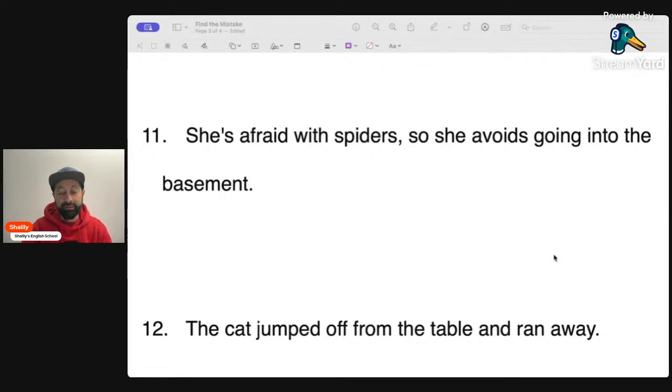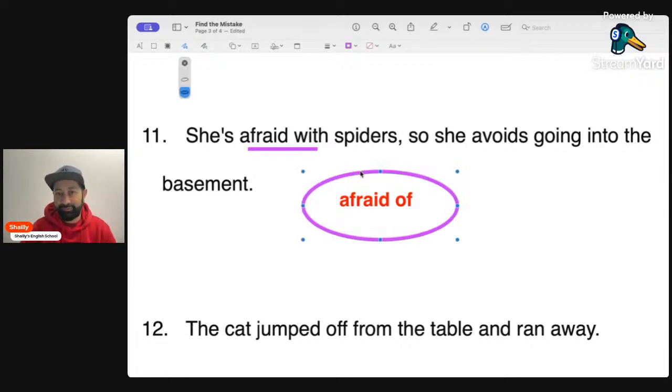She's afraid with spiders, so she avoids going into the basement. A lot of people are afraid of spiders. I don't love spiders. I don't love spiders at all. Now here, the mistake is going to be my idiom right here, afraid with. Whenever you're using afraid, which is actually an adjective, it always goes with of. This is a set phrase, that set idiomatic expression, afraid of.